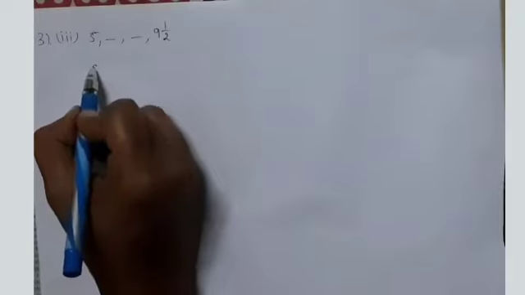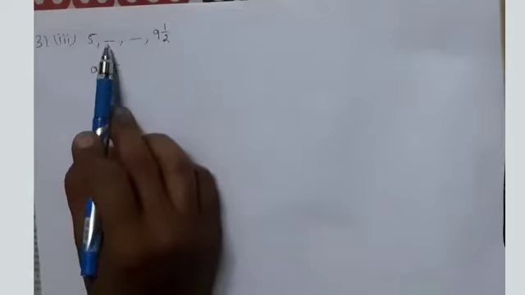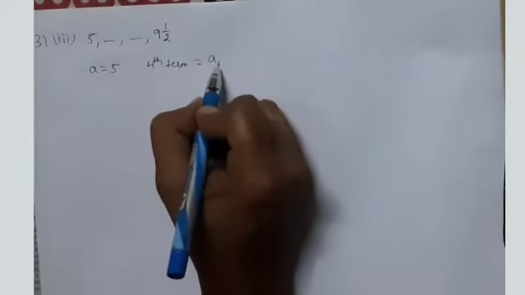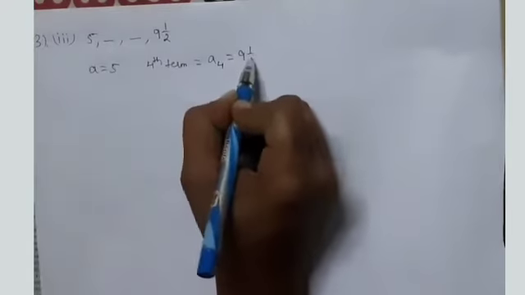Today let us continue with the exercise. So the next problem, that is the third problem given for us, is 5, dash, dash, 9 1 by 2. So the first term is given, that is a is equal to 5, and you are given the fourth term, children. There are two missing terms and the fourth term is given. So the fourth term is a4, that is 9 1 by 2.